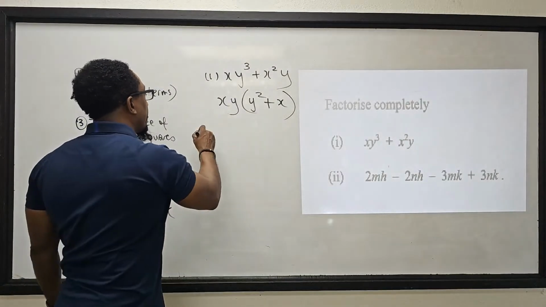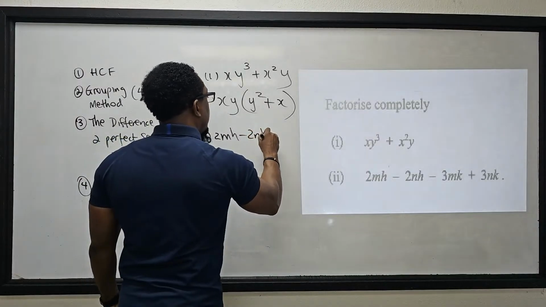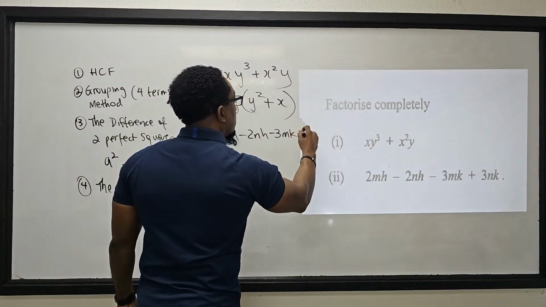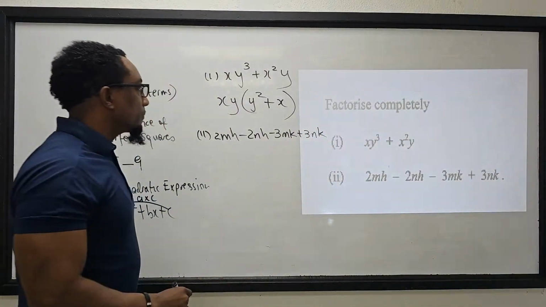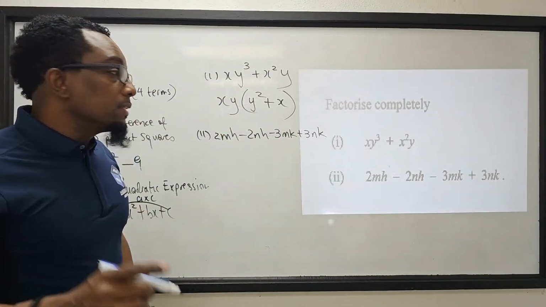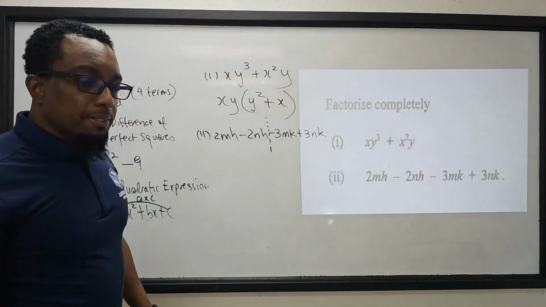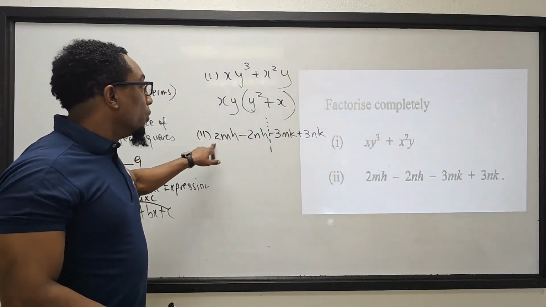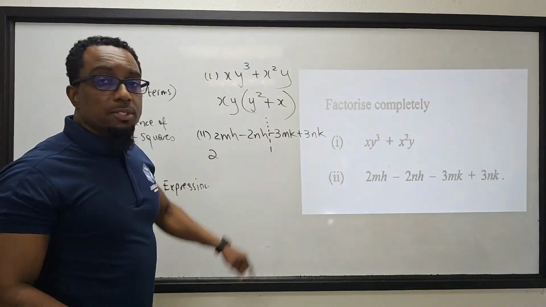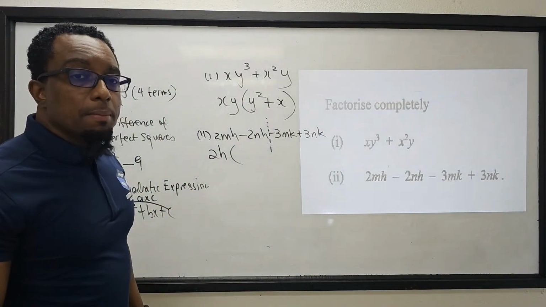Let's look at 2. 2mh minus 2nh minus 3mk plus 3nk. So the method of grouping: 1, 2, 3, 4 terms. So we're going to split into 2 pairs. What is common to the first pair? Clearly 2 is common. If we look as well, h is common. So 2h will be my highest common factor.